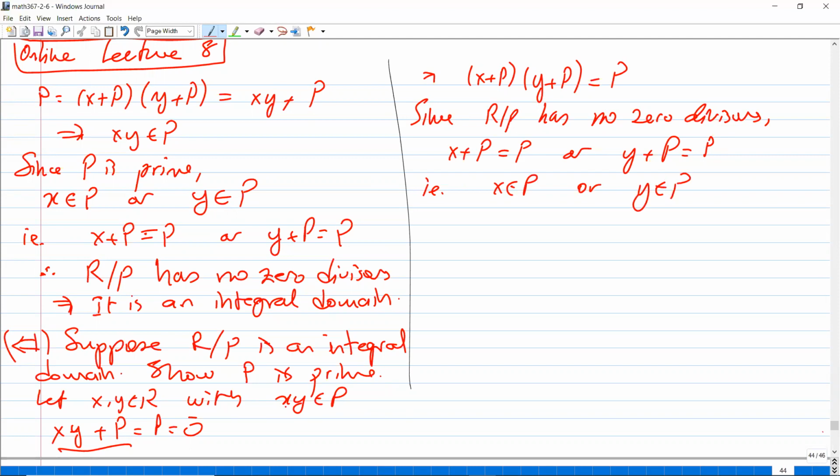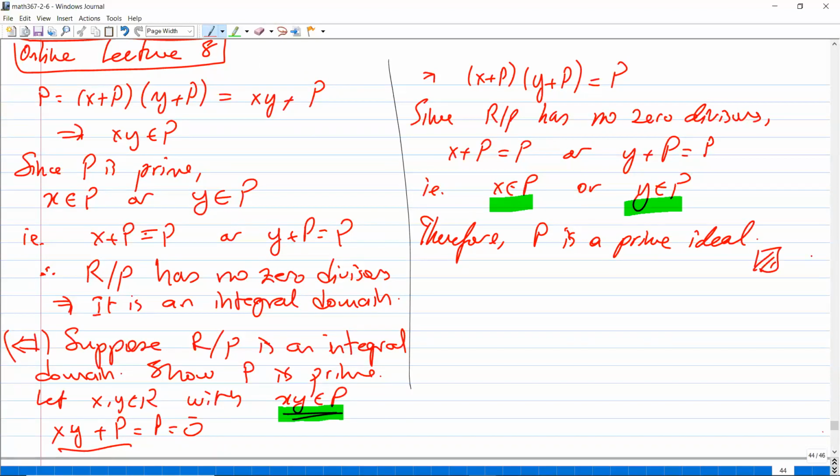So whenever x times y is in P, we showed that either x is in P or y is in P. Therefore, P is a prime ideal, as it should be.